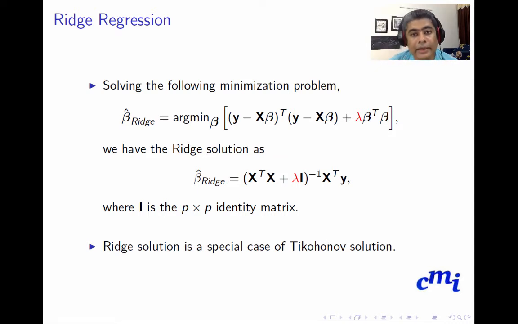It turns out that the Ridge problem has an analytical solution. If you minimize this (y minus x beta) transpose (y minus x beta), the residual sum of squares of error, plus this constraint, or this sort of Lagrange multiplier kind of penalty term, then the Ridge analytical solution for beta is (x transpose x plus lambda I) inverse x transpose y, where I is the p cross p identity matrix and lambda is the tuning parameter. The Ridge solution is a special case of the Tikhonov solution, we can say that.